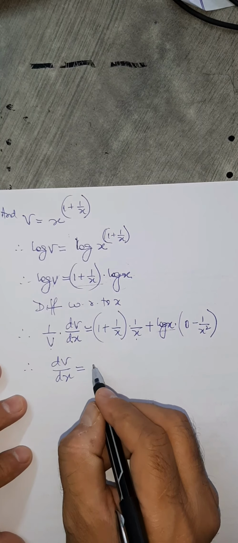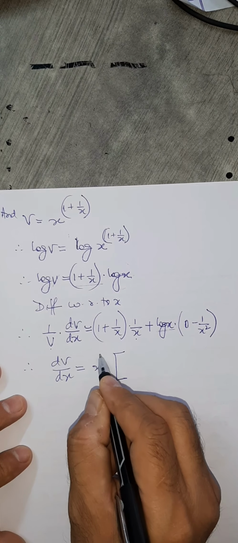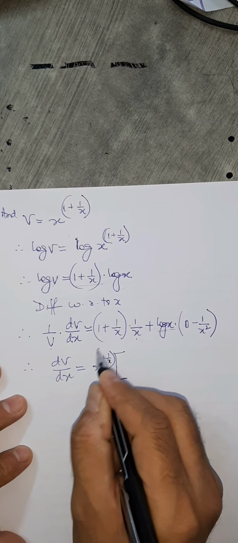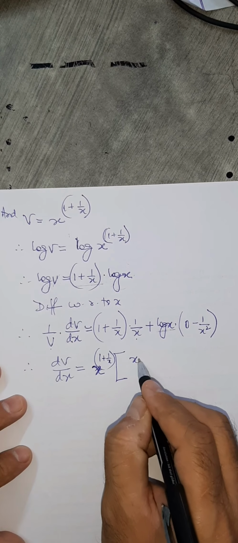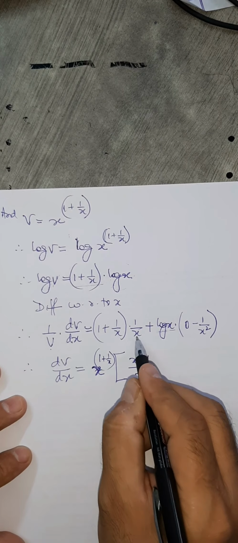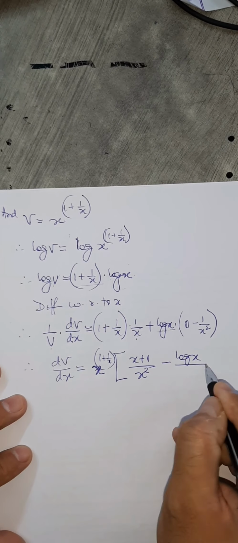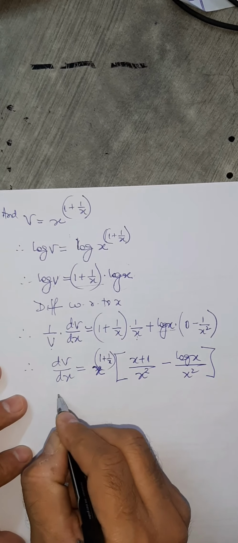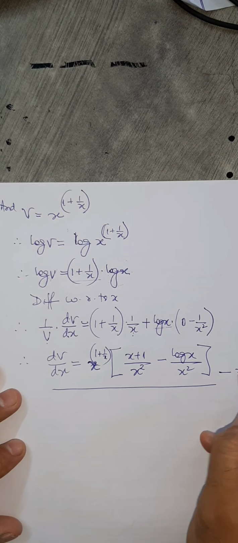But what is v? That is, v will go this side. But what is v? That is x raised to 1 plus 1 upon x. Inside the bracket, if I take LCM, this is x plus 1 upon x squared, because one more x is there, minus this is log x upon x squared. This is nothing but equation number, I'll call 3.